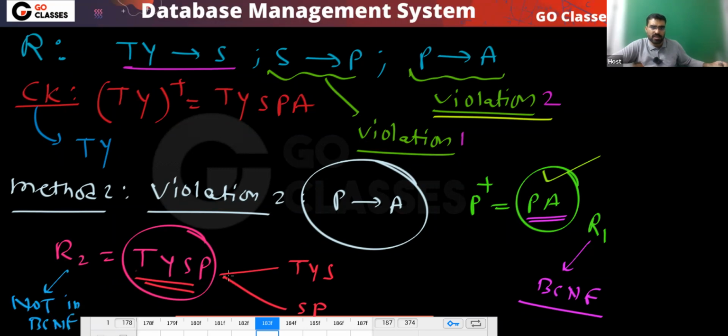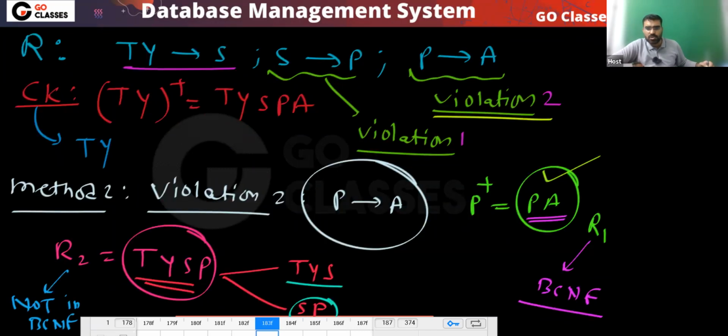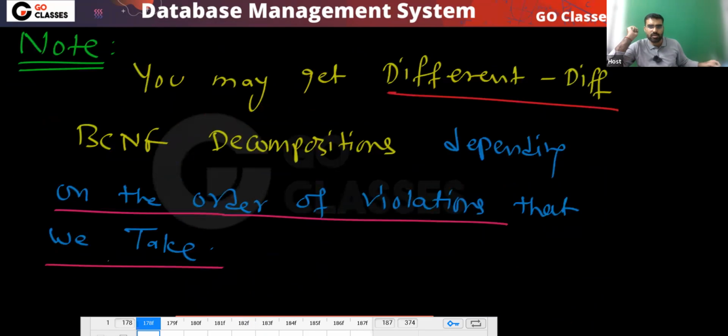So you will decompose this, and you will get TYS and SP. Actually, in this question also you are getting the same final decomposition. I will find some example where you will get a different decomposition depending on which FD you take first. In this question you are finally getting the same decomposition, but it is not necessary. You may get a different decomposition depending on the order of violation that you select.